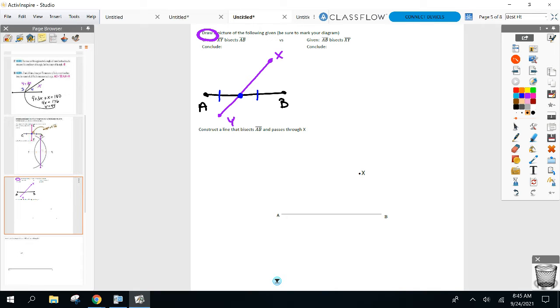Ready? Versus this next one, AB bisects XY. Now which one's getting bisected? XY, right? So you could do the same diagram you did right now, just put the hash marks on different parts. So you guys can draw the same diagram you just did. I'm going to do that. But now XY is getting bisected.